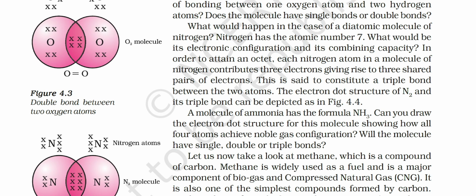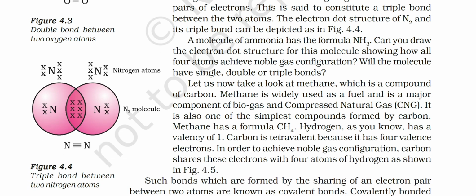Nitrogen has the atomic number 7. What would be the electronic configuration and its combining capacity in order to attain an octet? Each nitrogen atom in a molecule of nitrogen contributes 3 electrons, giving rise to 3 shared pairs of electrons. This is said to constitute a triple bond between the two atoms. The electron dot structure of N2 and its triple bond can be depicted as shown in figure 4.4.